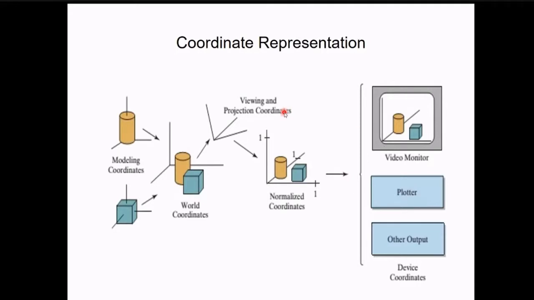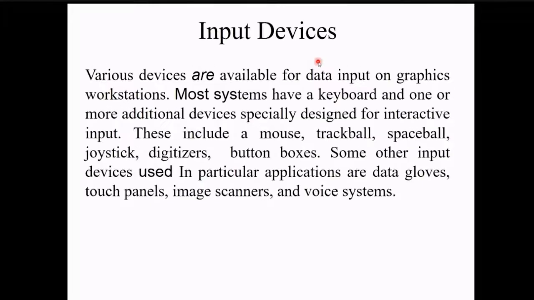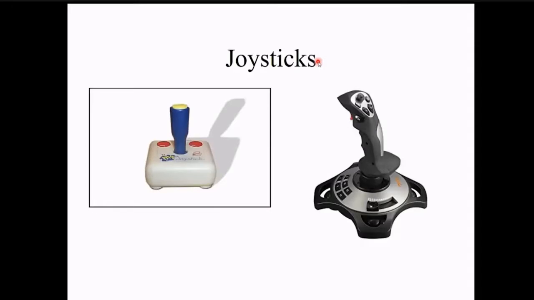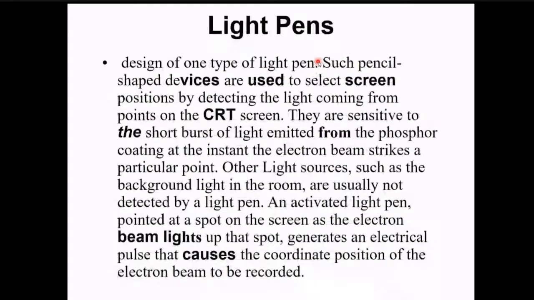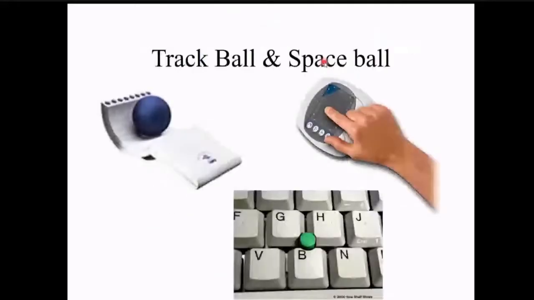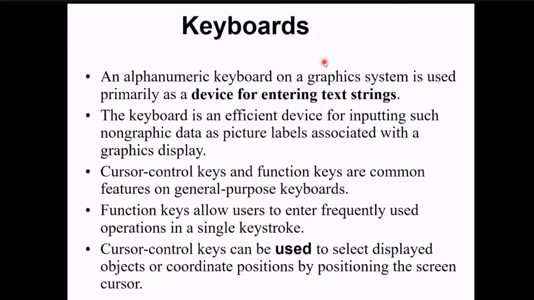If the display topic is clear to you, we can proceed to the software standards that we have to learn in our CG subject. Then we have input devices and output devices, the very basic thing. We won't take more than 5 to 10 minutes to learn this in the next lecture, and that will end the very first chapter of computer graphics. Then we'll start with the graphic primitives part of the CG subject.